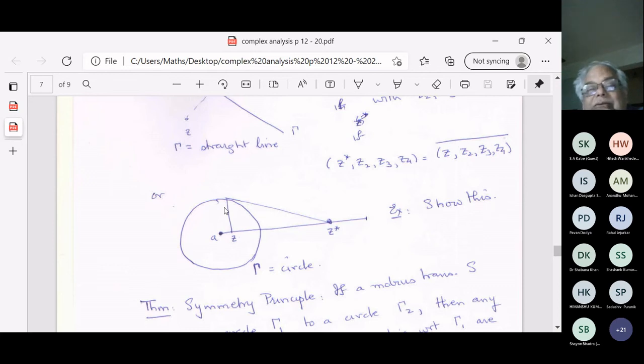Very interesting, isn't it? We have seen this kind of thing earlier. So the theorem is: prove this when gamma is a circle or gamma is a straight line. These are very nice proofs, and one must look at these proofs again once in your lifetime. I hope you use these ideas over and over again, but the proofs you must write out and understand.